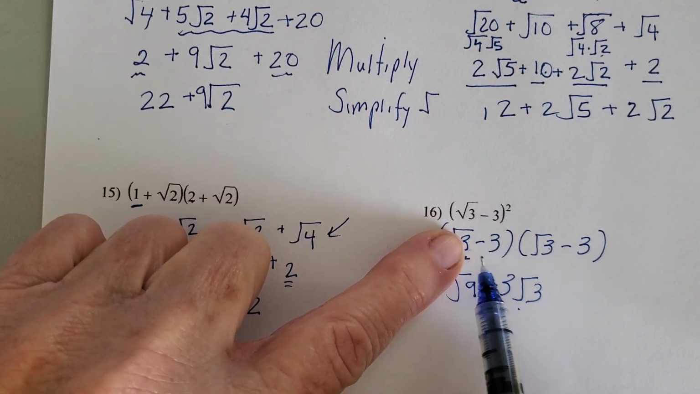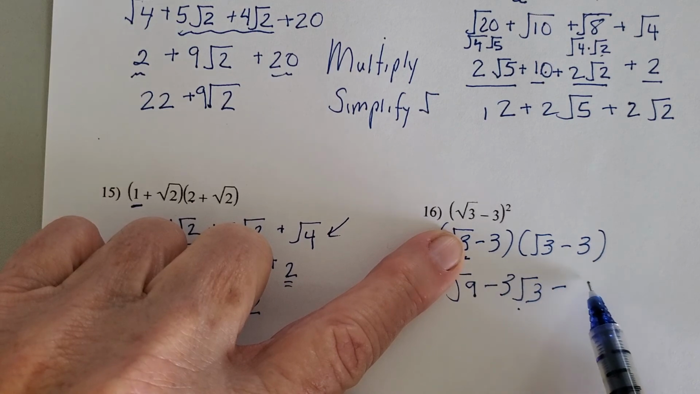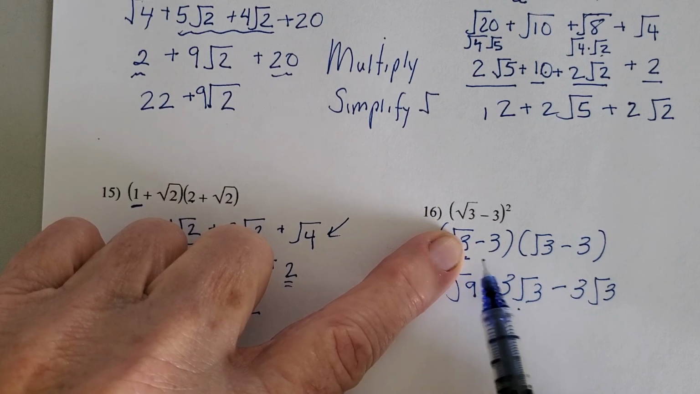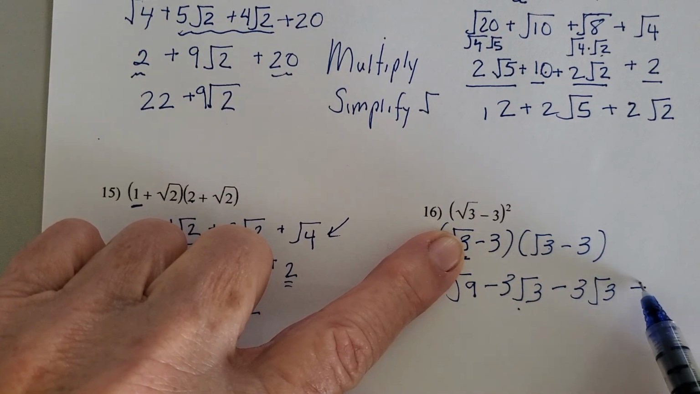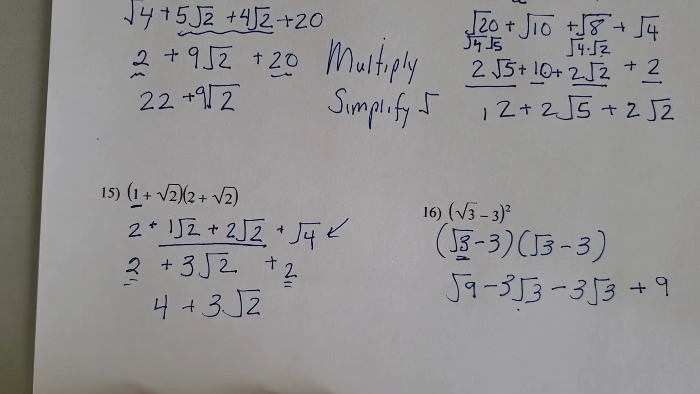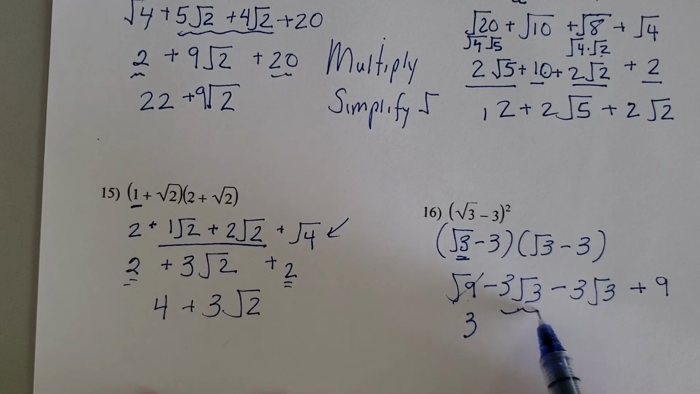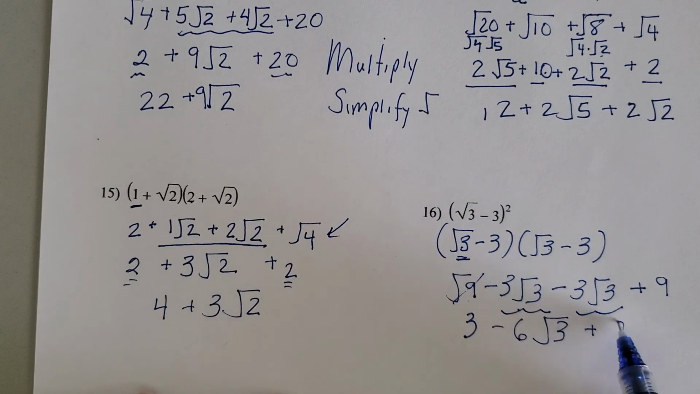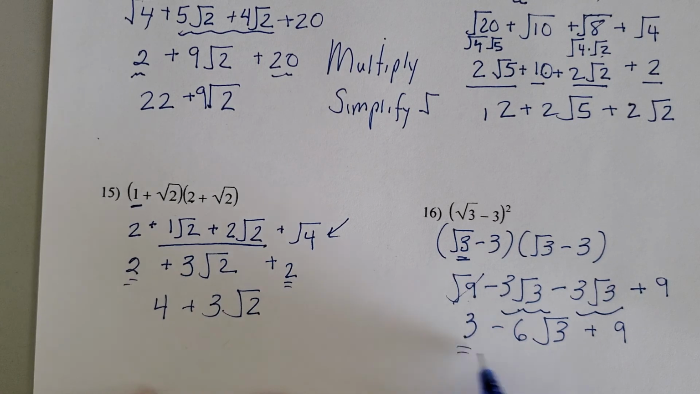Multiply by negative 3. Negative 3 times radical 3, negative 3 radical 3. And negative 3 times negative 3, positive 9. Right? Negative times negative is positive. We can simplify the square root of 9, that's 3. These both have radical 3, so we have a negative radical 3 and a negative radical 3. It's a negative 6 radical 3. We have a 9 at the end here. And then these are both integers, we can combine them.